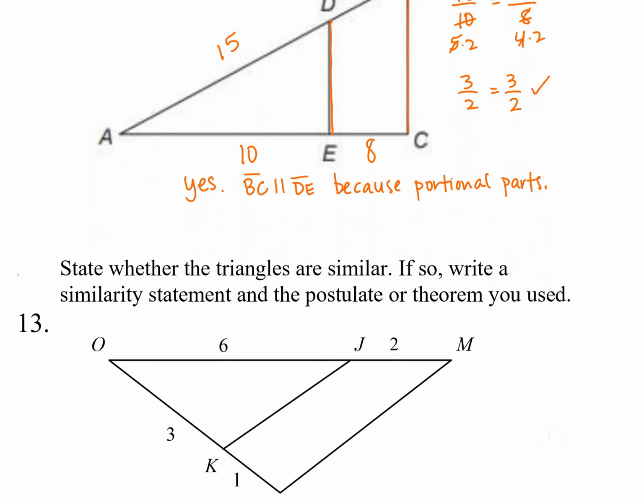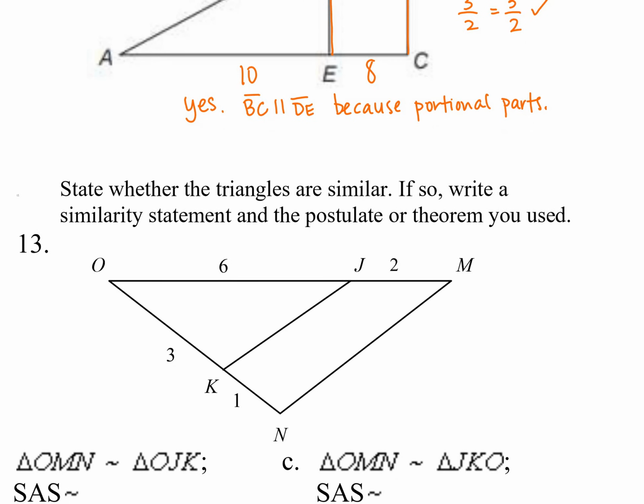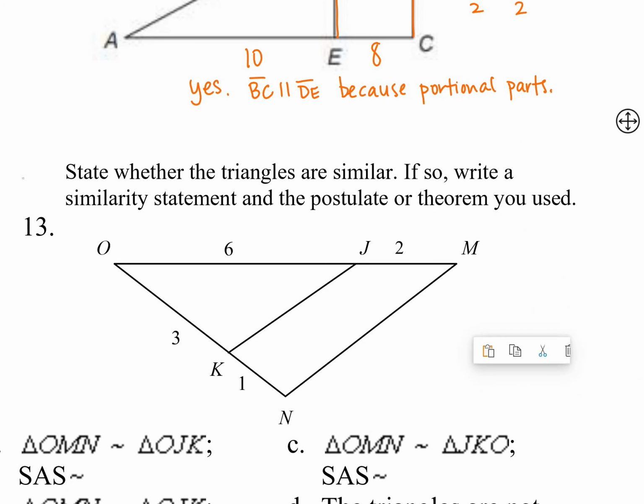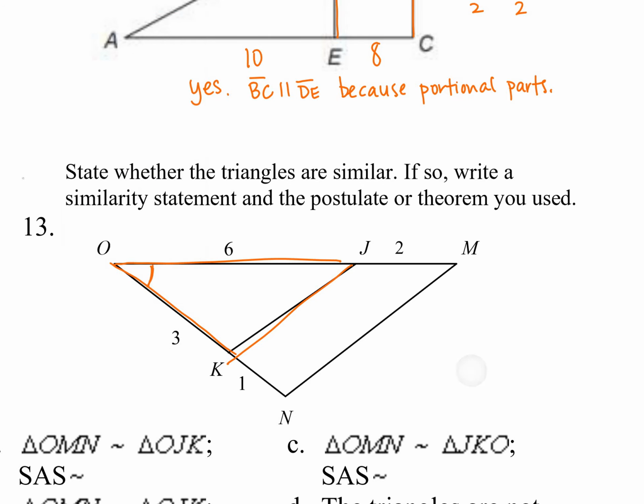All right, state whether the triangles are similar. If so, write a similarity statement and the postulate used. The thing you want to notice here is nothing is marked to be parallel, so we can't go by that. We're going to need to treat this like two separate triangles with a congruent angle here. We've got the small triangle in red, and we will get a blue triangle here. So that's the two triangles that we're comparing.